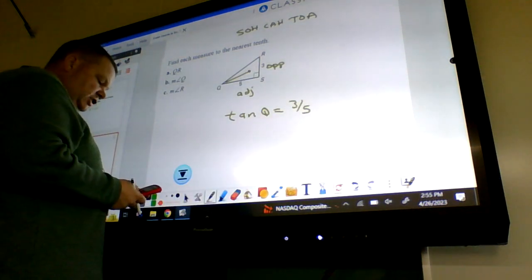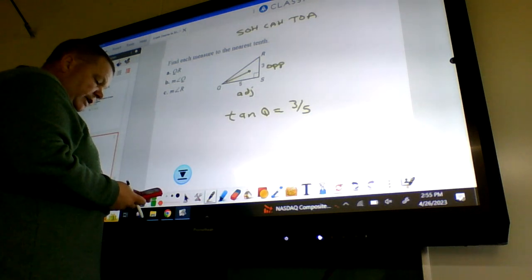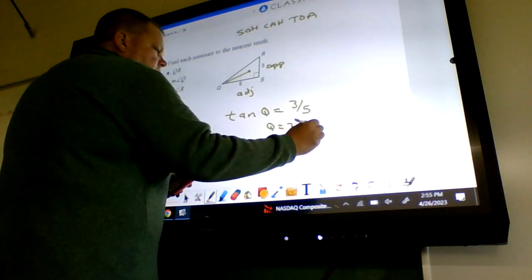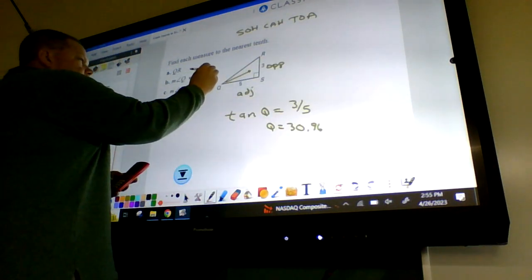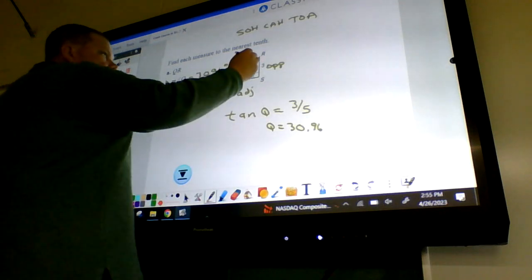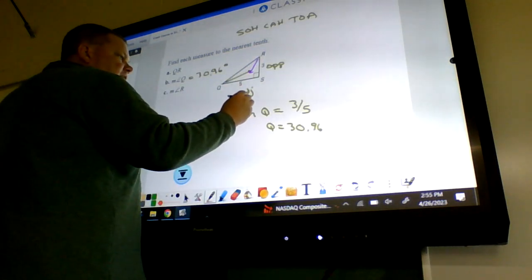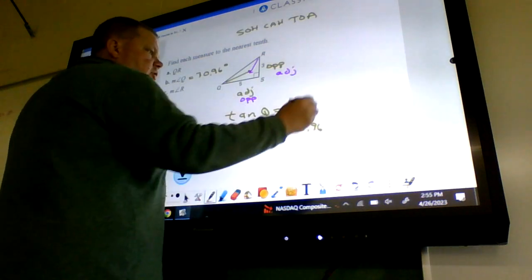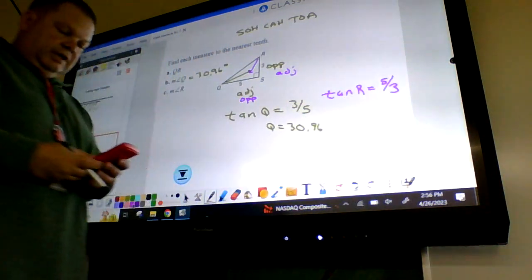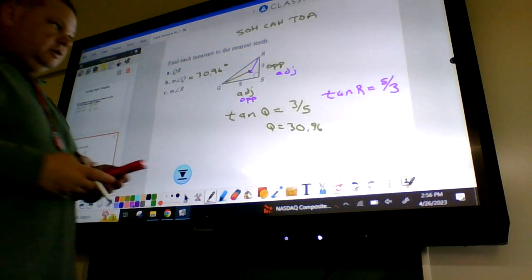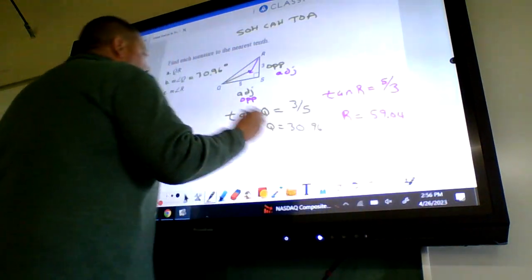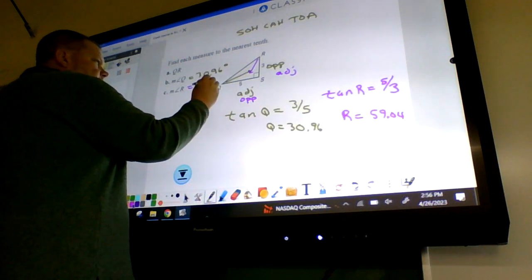So we're going to hit the second tangent key on our calculator. Second tangent of 3/5 is going to give us 30.96 degrees. So that's the measure of angle Q. Now, we also are going to need to find the measure of angle R. With R, remember the only thing that's going to happen is our opposite and our adjacent are going to switch. So I'm still going to use the tangent of R, but that's going to be 5/3. So we hit the inverse tangent of 5/3, and R is 59.04 degrees.